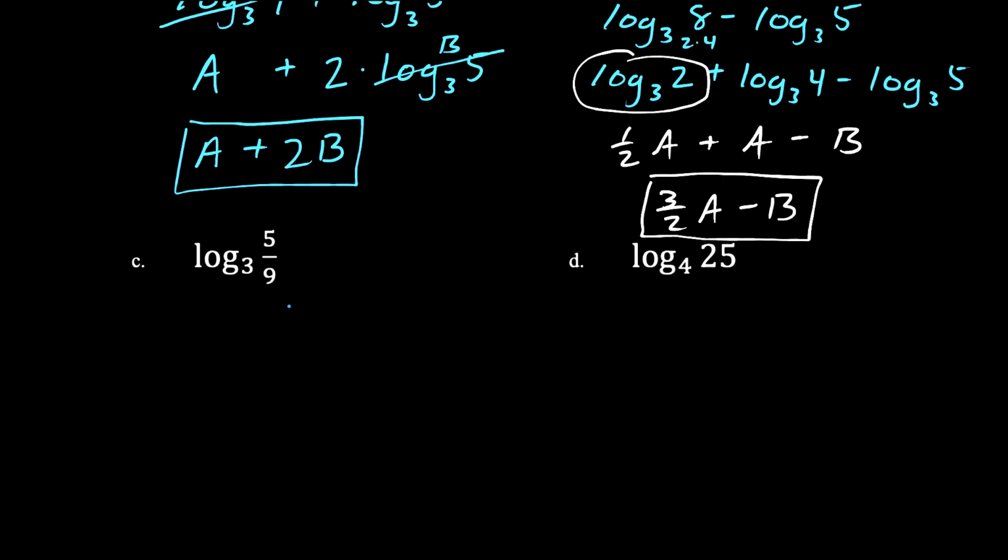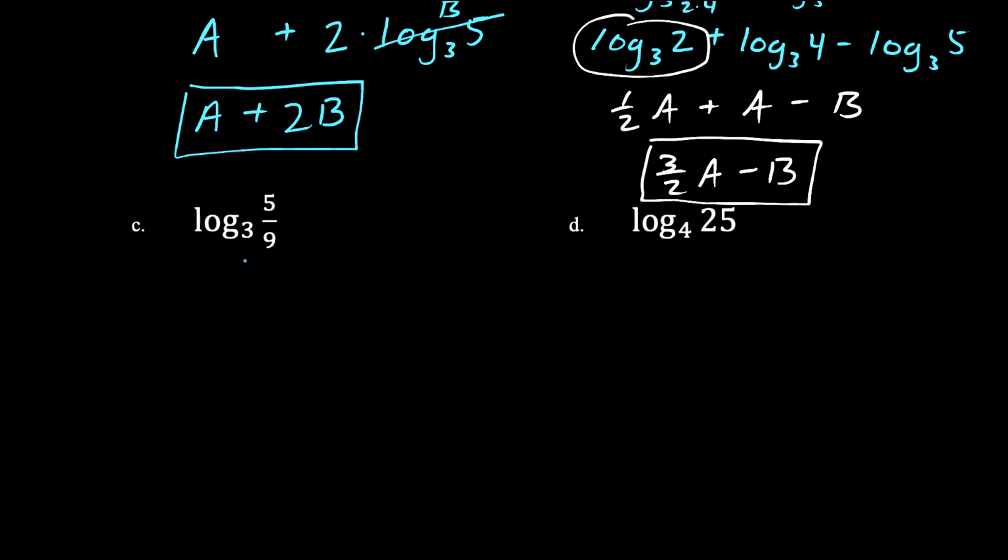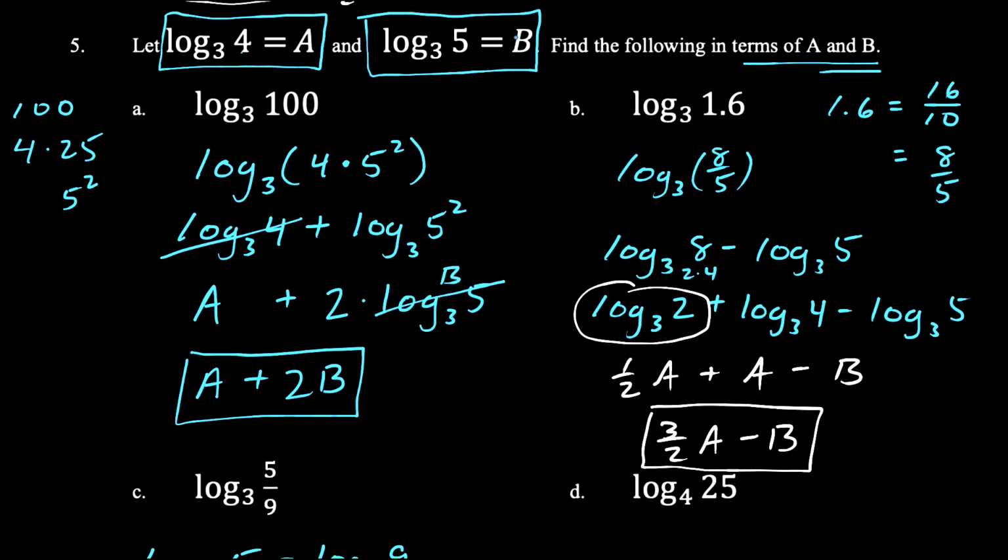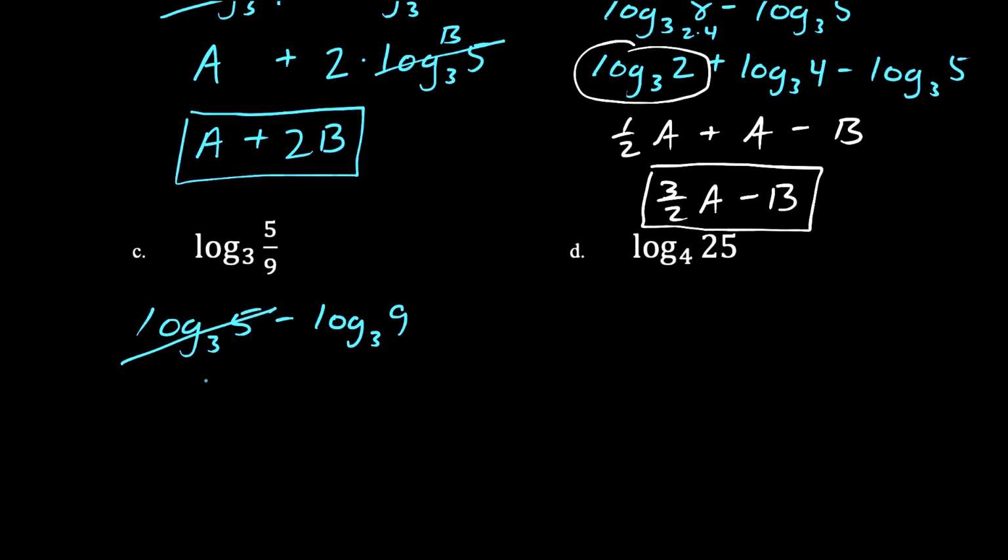Next up, we see we have log base 3 of 5/9. Seems like we can apply those properties right away. So I'm going to write log base 3 of 5 minus log base 3 of 9. I feel great about that log base 3 of 5 because I remember up here it's just equal to b. So I can replace that with a b. But now I have a 9. I have nowhere to get that.